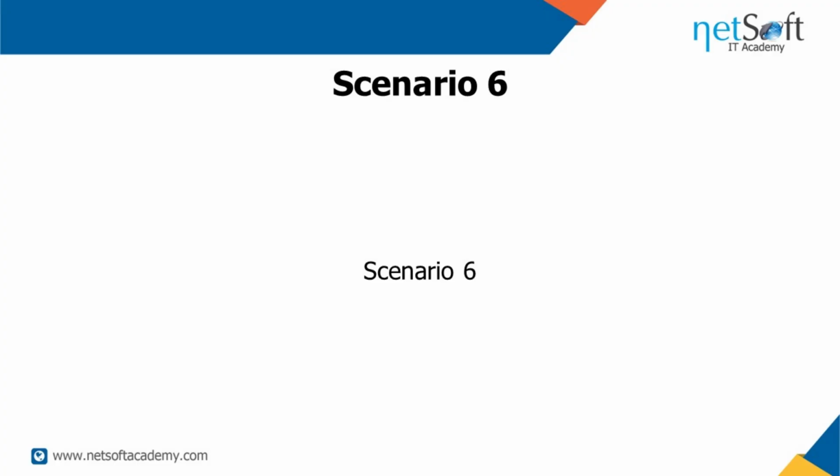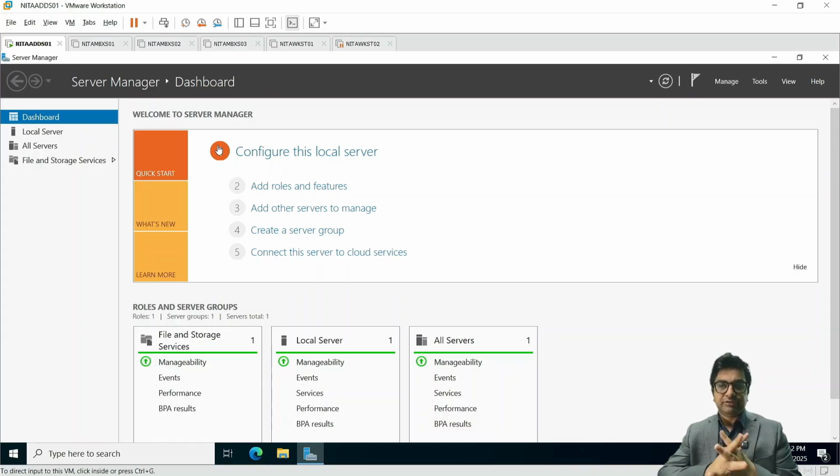So now let's start with scenario number 6. Scenario number 6 is more of the same, but in this scenario, we'll be creating something known as a database availability group. A database availability group is there to just make sure that you have a fallback. So it is just going to create a failover cluster for us.